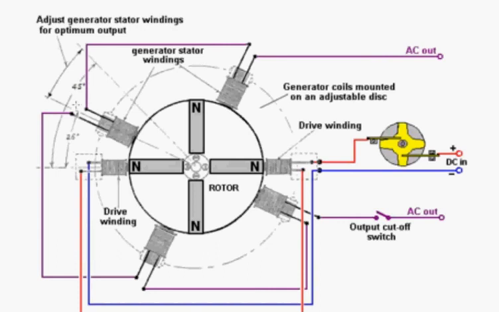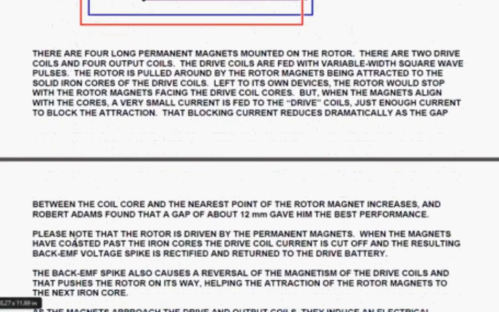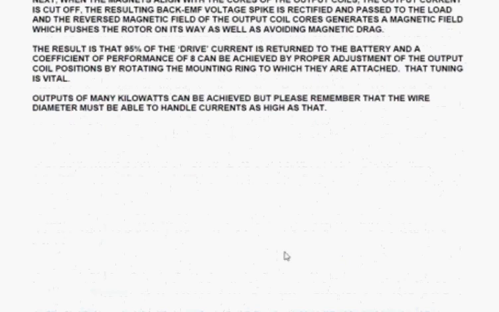You will notice that in this particular diagram, which is one of Robert's diagrams, he puts the angles through which you can adjust the position of the various coils. The four output coils and the drive coils are mounted on a disc which can be rotated. This does require tuning, but you can get a very effective method of generating power doing that. All right, moving on then.